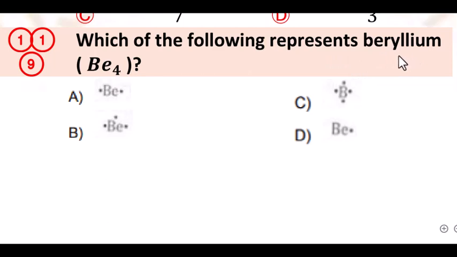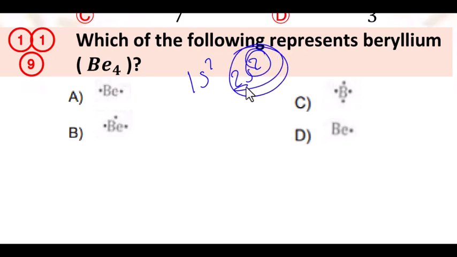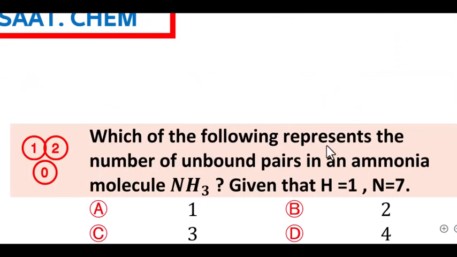Which of the following represents beryllium, Be 4? 1s2, 2s2. So only 2 electrons in the last level. 2s2 is number A.